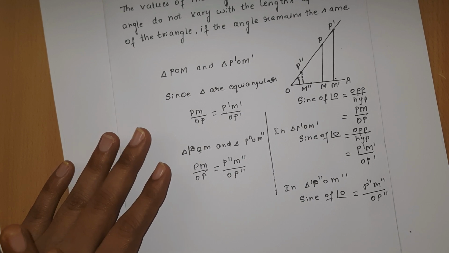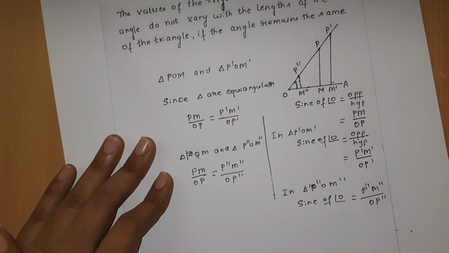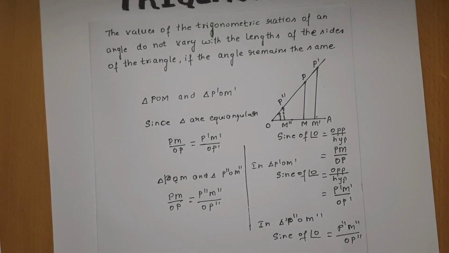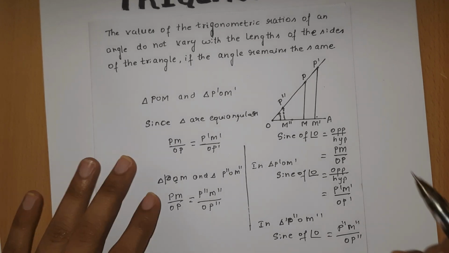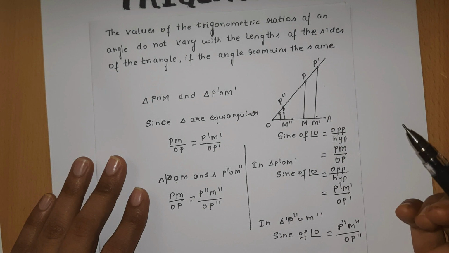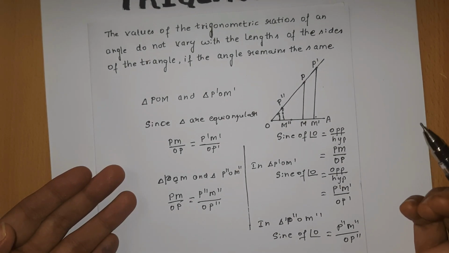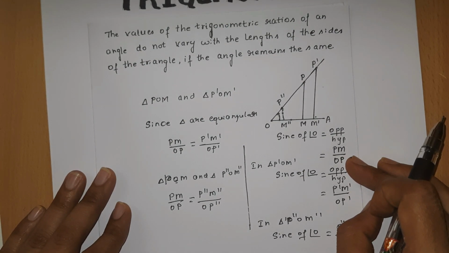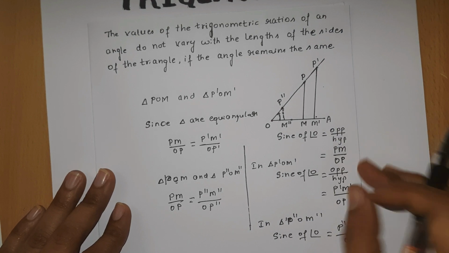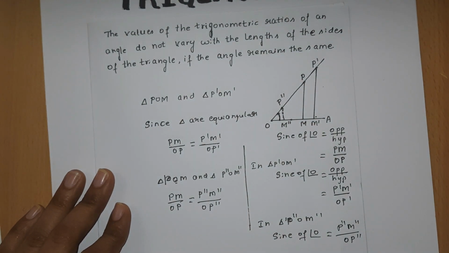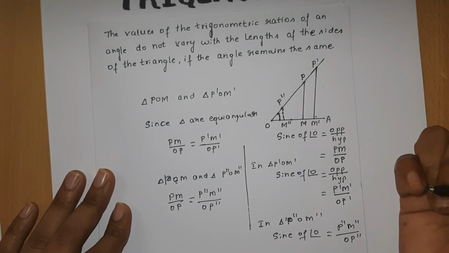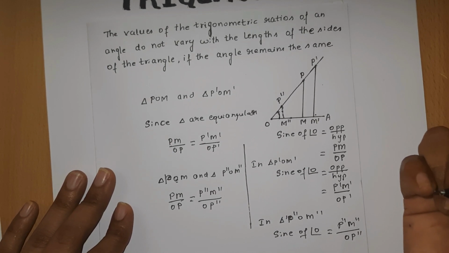Similarly, we can check it for other trigonometric ratios also. Thus, the reason for comparing these trigonometric ratios by taking different triangles, by taking different points for the same angle, is that the values of the trigonometric ratios do not vary with the lengths of the sides of a triangle if the angle remains the same. Since we have the common angle O here, even if the length of the triangle varies, the value of the trigonometric ratios does not vary. It remains the same whenever the angle is the same.